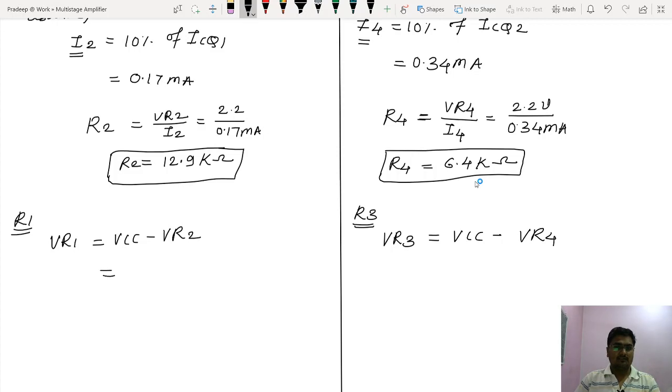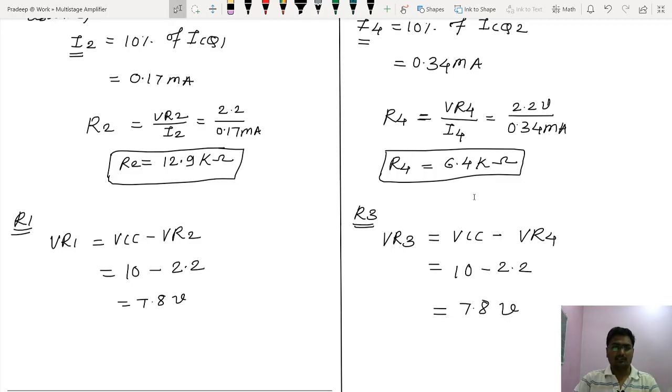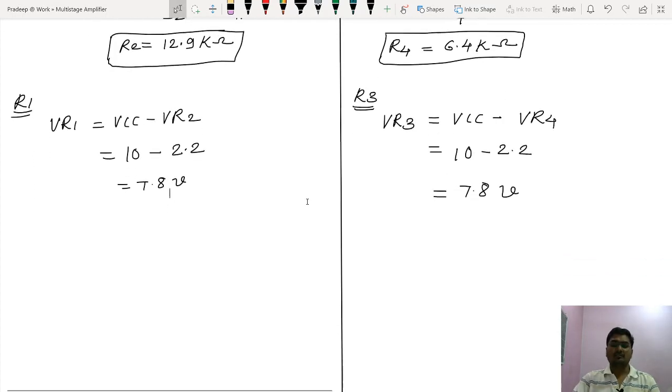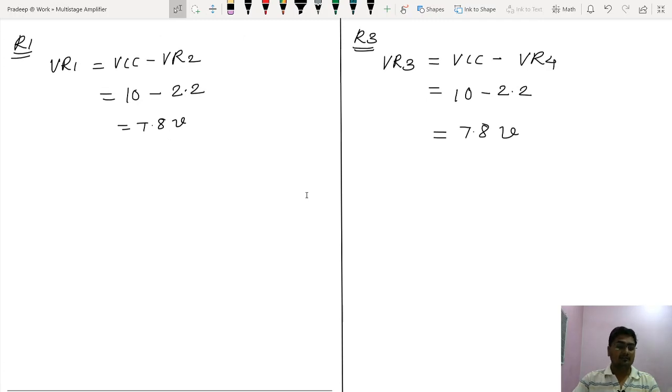Now what is VCC? I think it is 10. What is the value of VR2 we have calculated? It is 2.2. It is 10 minus 2.2. The answer will be the same, 7.8 volt. Here also I'll get 7.8 volt. So this is the voltage across resistor R1 and the voltage across resistor R3. Now what will we do with this voltage? We can't do anything if I don't get the current.